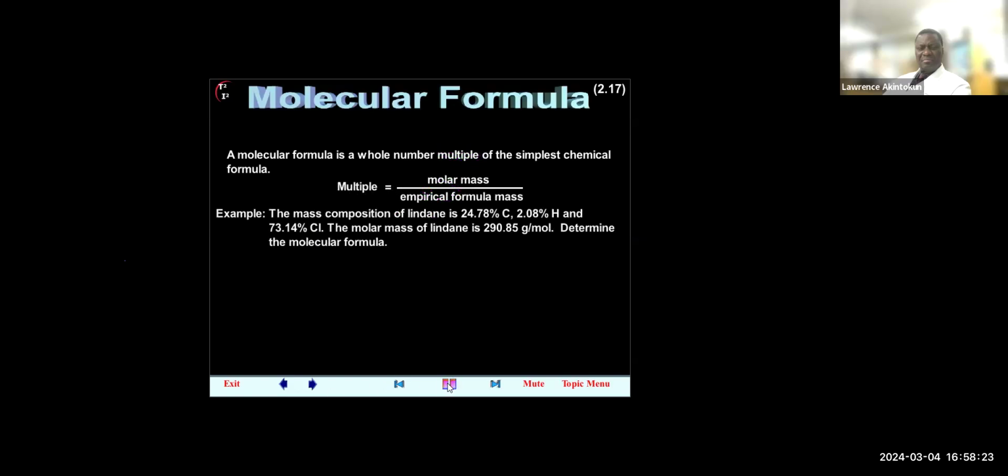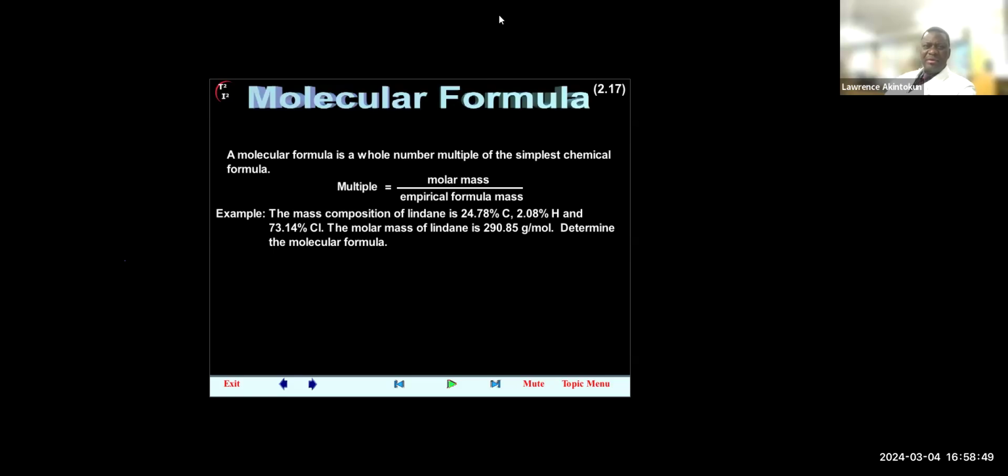Example: the mass composition of lindane is 24.78% C, 2.08% H, and 73.14% Cl. The molar mass of lindane is 290.85 grams per mole. Determine the molecular formula.